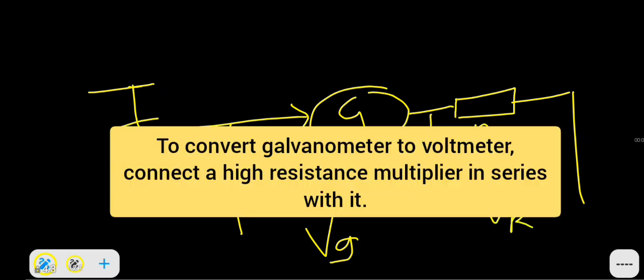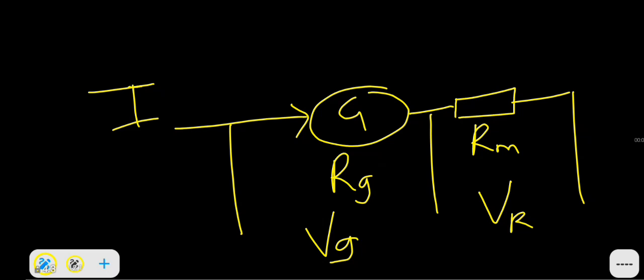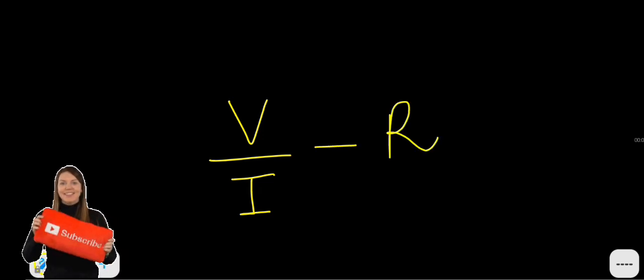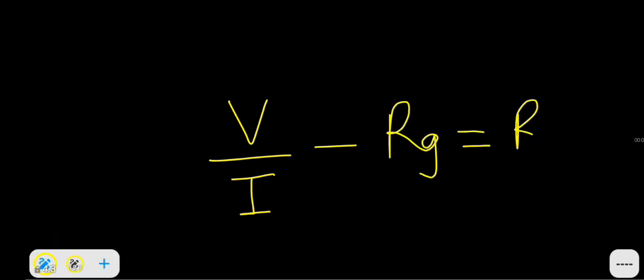Just note that to convert a galvanometer to a voltmeter, you must connect a high resistance multiplier, a resistor that has a very high resistance, in series with it, not in parallel, in series with it. The formula for galvanometer to voltmeter is very, very straightforward and very simple. The formula is just V over I minus Rg equals Rm.